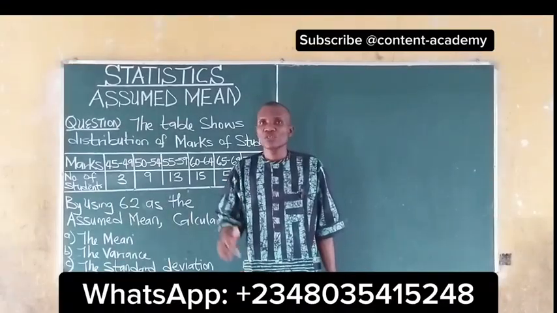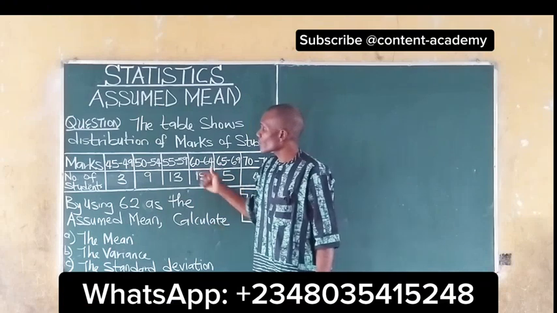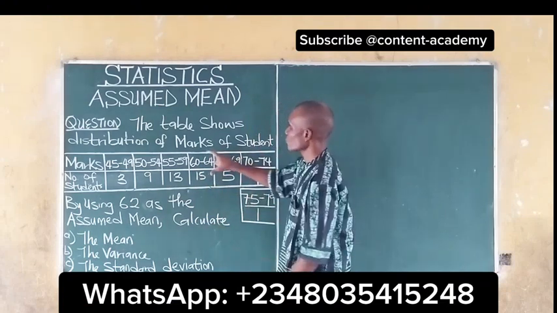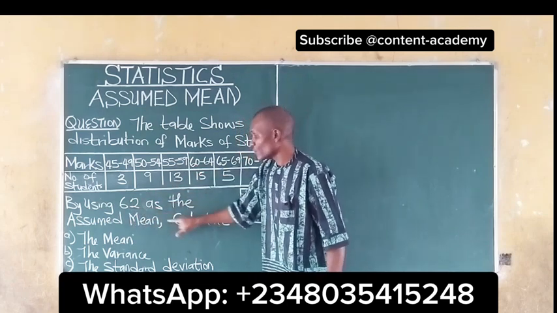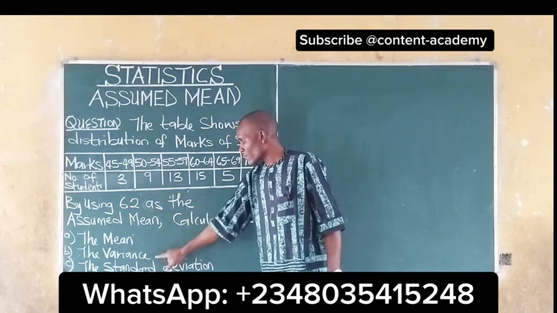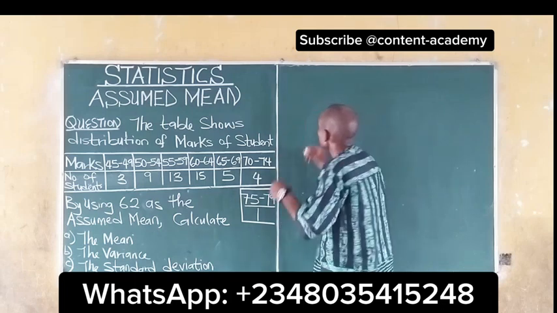In this video, we are to discuss assumed mean, and we are to take a question on assumed mean. This is the question given. We are asked to use 62 as our assumed mean to find the mean, the variance, and standard deviation. How do we go about it? Solution.